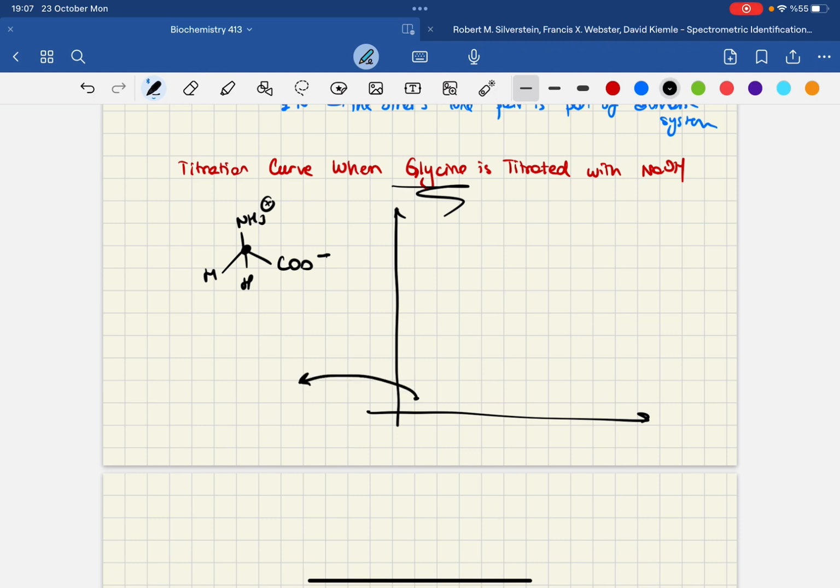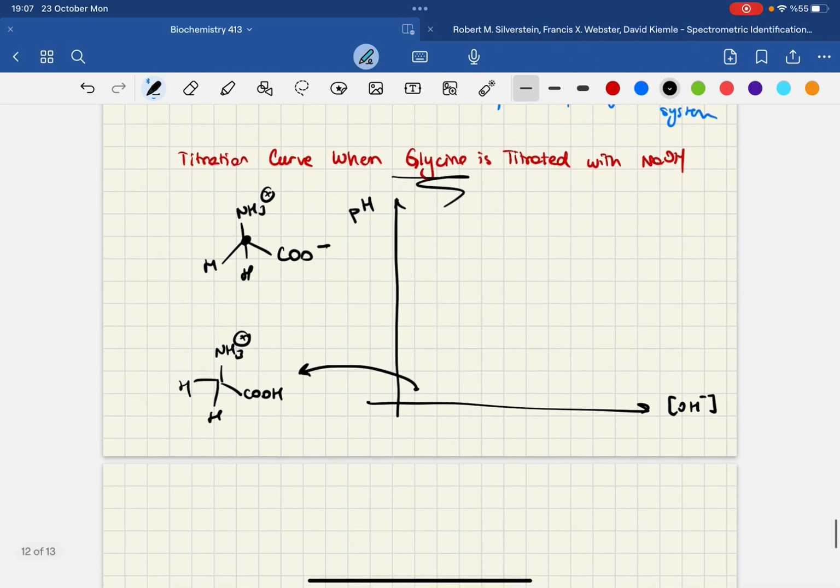Let me write first of all the axis, the OH concentration, let's say, and then we have the pH, and here we had really acidic conditions, so both of these groups will be protonated, and then we have hydrogen and hydrogen over here, and then when we go through the pH of the carboxylic acid, we will see that we will have both of the amino acid forms in equal amount. Let me show you here.